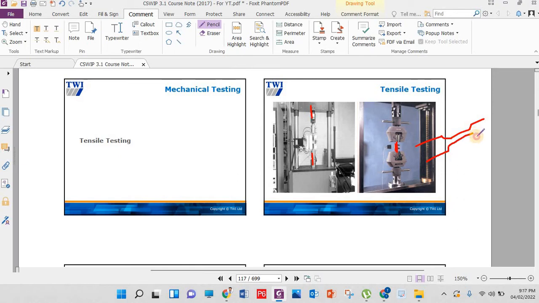Okay, like this. One end is mounted on the top side, then the other end is mounted on the bottom side. Then this is the neck. After applying the tensile pressure, this neck becomes a bit longer, more lengthy. Then we calculate, okay, with this load, this is the elongation.